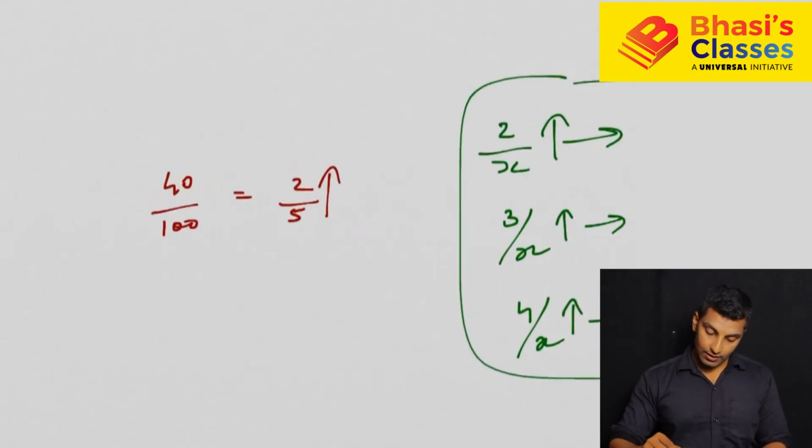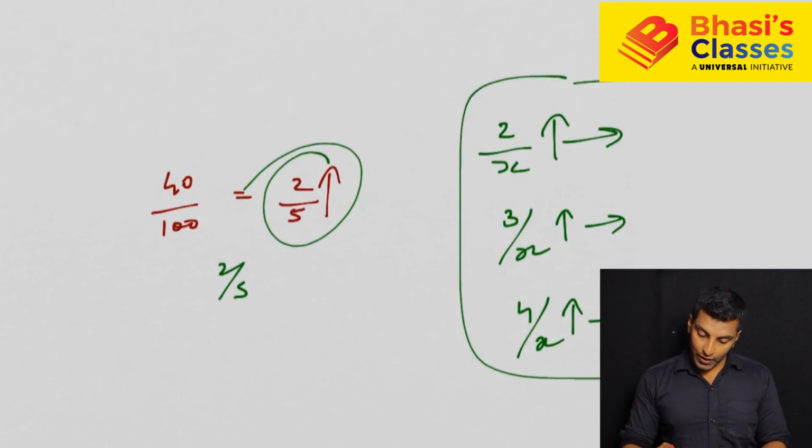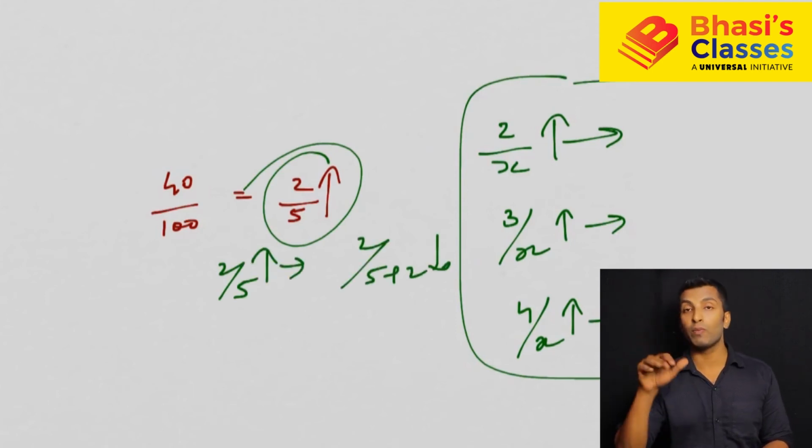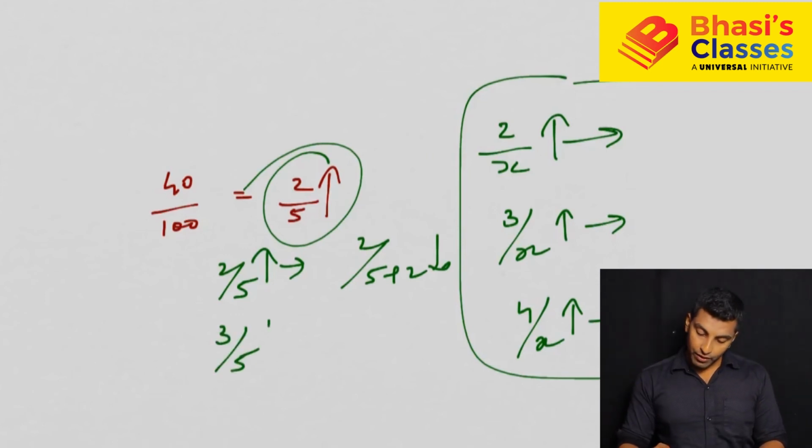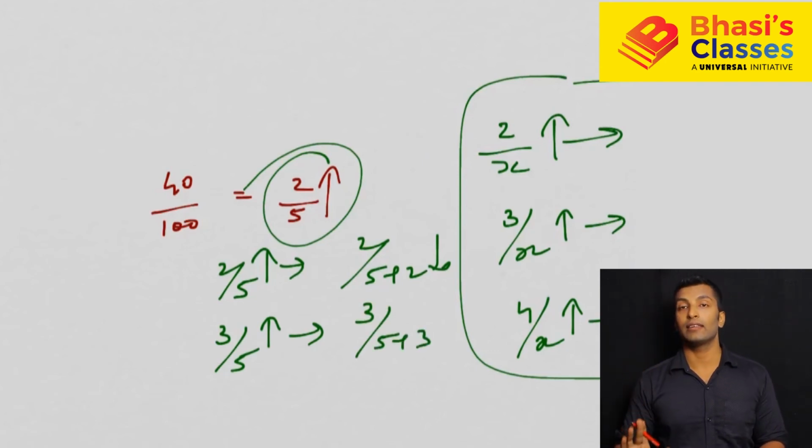So 2 by x, this is what? 2 by 5. So if it is 2 by 5, increase means 2 by 5 plus 2 decrease. That means 2 by 7 decrease. That calculation you can do. If it is 3 by 5, then you will write it as 3 by 5 plus 3. That is 3 by 8 decrease.